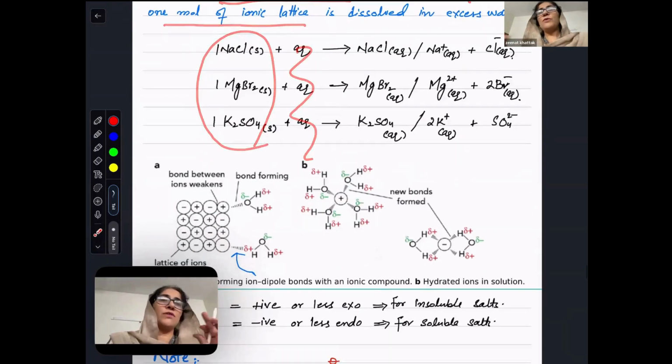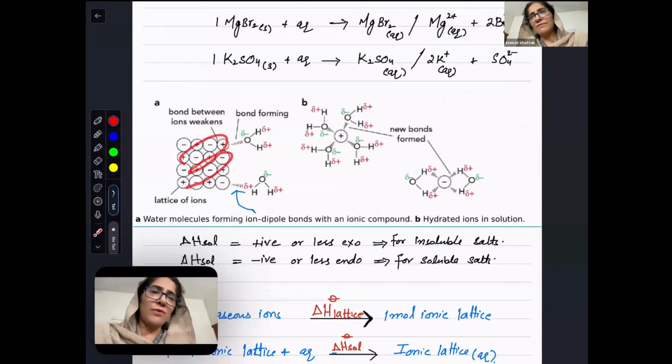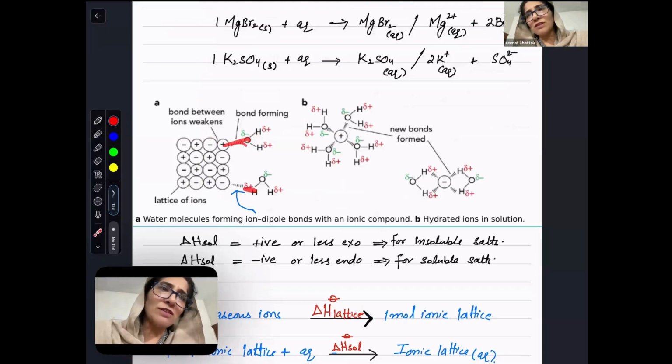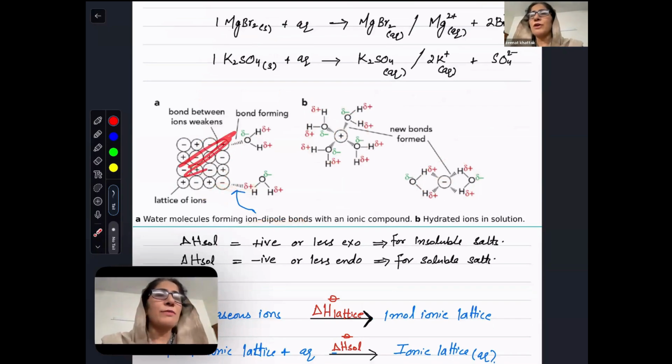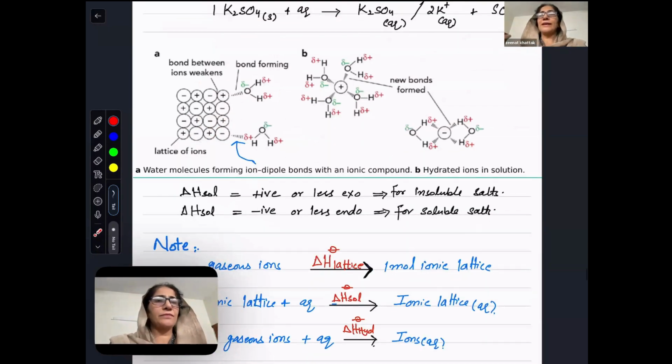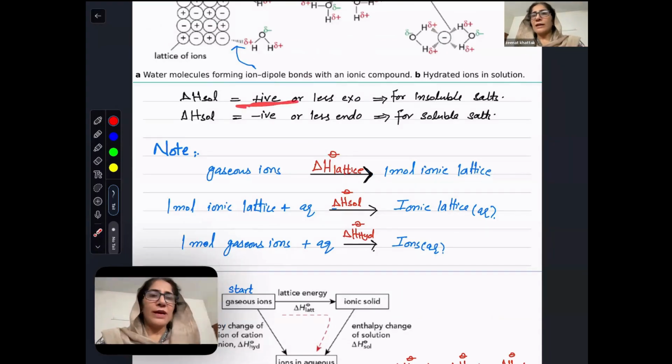Now listen. When you put salt in water, the water attracts the cation, the positive, and attracts the anion. They help in weakening of the bond of this lattice. When this weakens, the bond breaks. The ions are then surrounded by water. The ions get hydrated. The ion-dipole interactions are formed. The ionic bond breaks. Delta H solution could be positive, delta H solution could be negative, right?